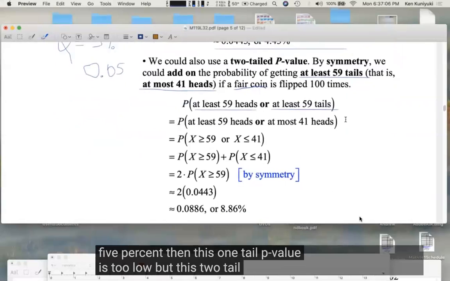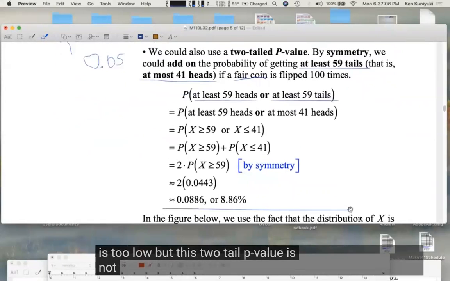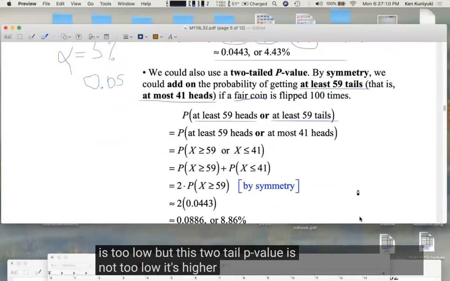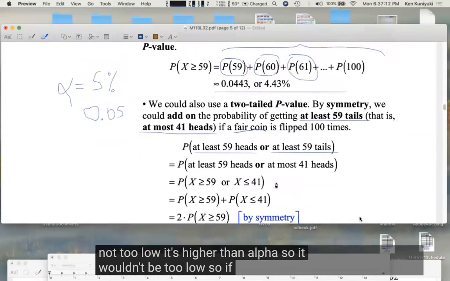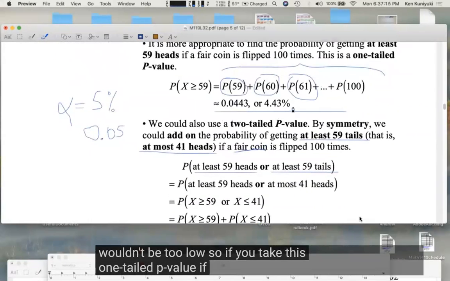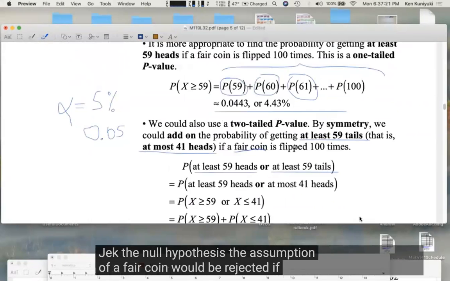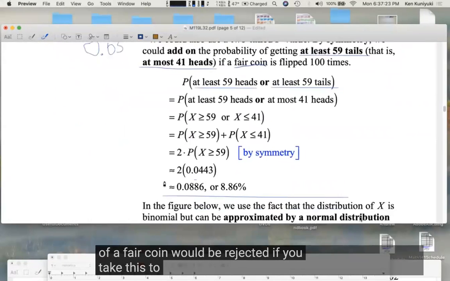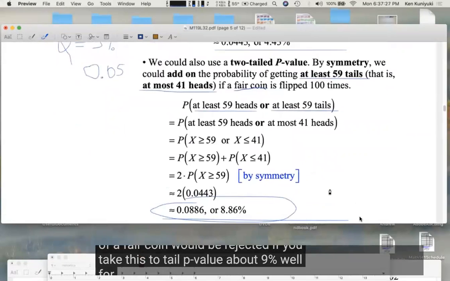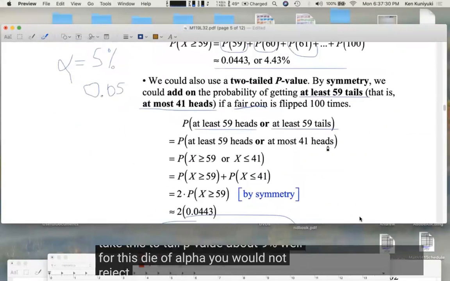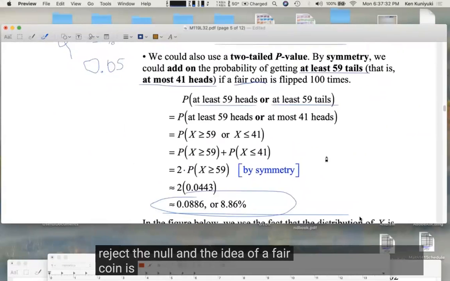But this two-tailed p-value is not too low. It's higher than alpha, so it wouldn't be too low. So if you take this one-tailed p-value, if you're doing a one-tailed test, you would reject the null hypothesis. The assumption of a fair coin would be rejected. If you take this two-tailed p-value, about 9%, well, for this value of alpha, you would not reject the null, and the idea of a fair coin is still viable.